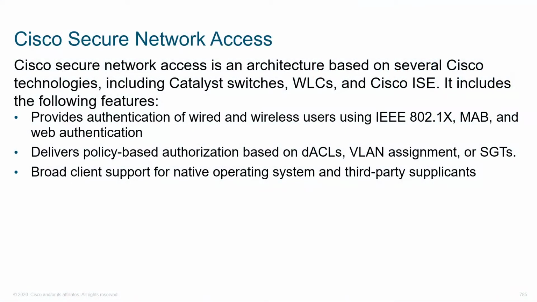Let's take a look at Cisco's Secure Network Access. This is an architecture based on several technologies. It combines the switch, the wireless LAN controller, and ISE. It includes the following features. It provides authentication of wired and wireless users using 802.1x, MAB, and web authentication. We can deliver policy-based authorization based on downloadable ACLs, VLAN assignment, or security group tags. And we've got broad client support for native operating systems and third-party supplicants.